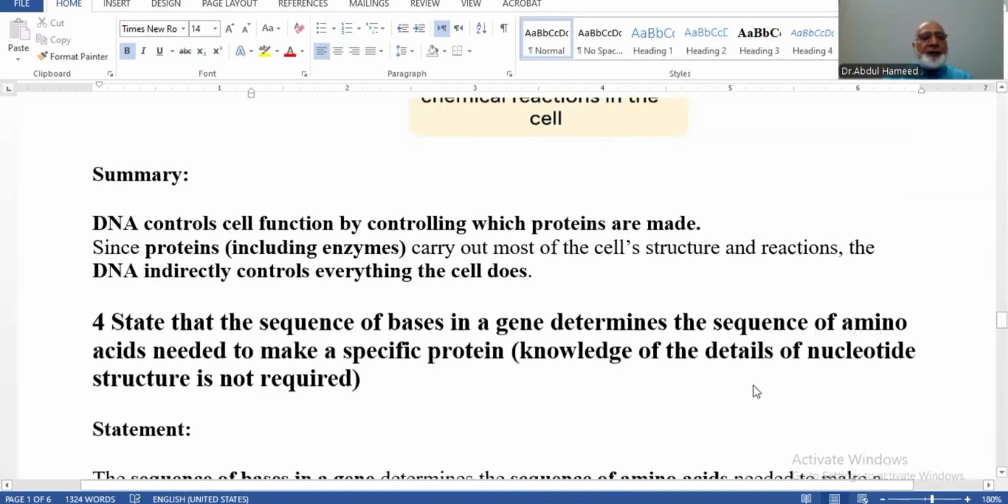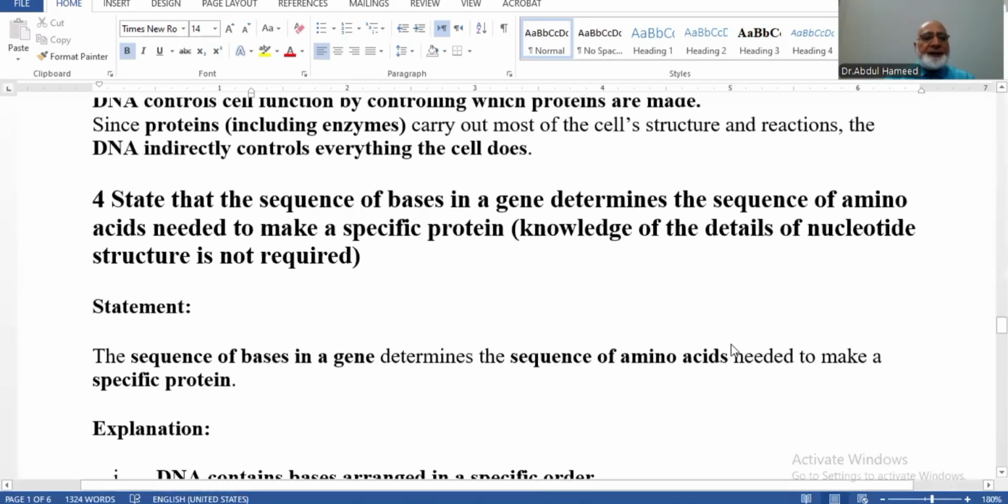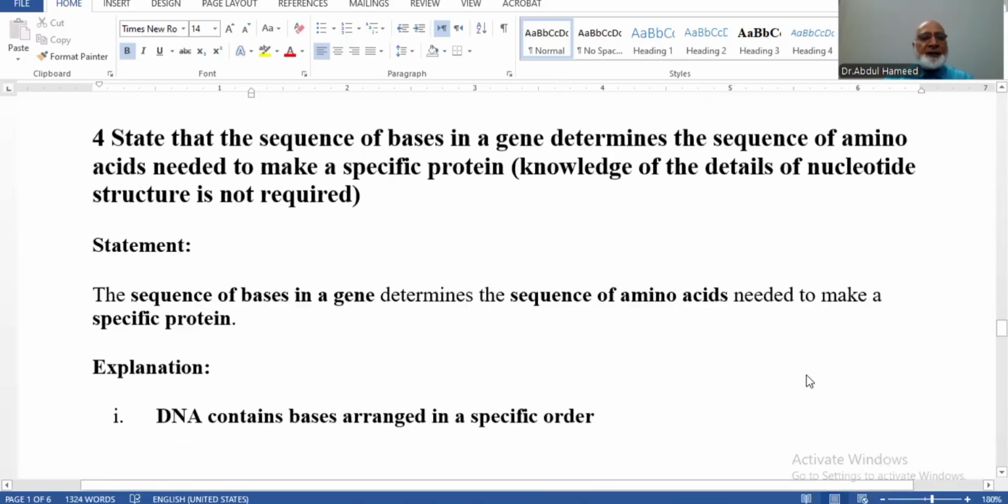So the fourth subtopic is: state that the sequence of bases in a gene determines the sequence of amino acids needed to make a specific protein. The knowledge of detail of nucleotide structure is not required. So what is the statement? The sequence of bases in a gene determines the sequence of amino acids needed to make a specific protein.